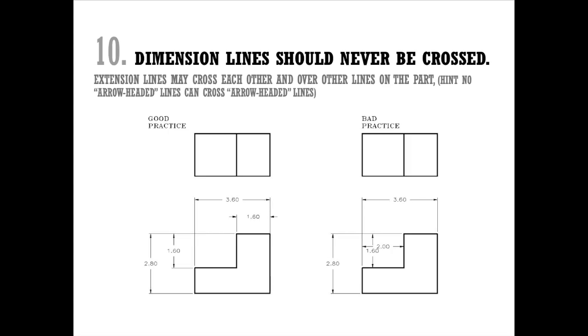Rule number 10, dimension lines should never be crossed. Extension lines may cross each other and over other lines on the part. So hint, no arrow-headed line, that's the dimension line, should be crossed with another arrow-headed line. If you're looking at these examples here, notice this extension line can go through this extension line as well. However, you should never have this happening. You should never actually use an arrow-headed line, a dimension line, and cross another one. What that means is your larger dimensions will be further away from your object.